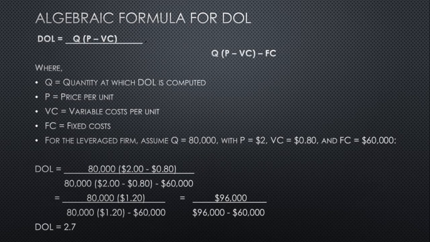Your algebraic formula for a degree of operating leverage: quantity times price per unit minus your variable cost per unit, over quantity times your price per unit minus your variable costs minus your fixed costs. For the leveraged firm, assume Q is 80,000 with P equals $2, VC is 80 cents, and FC is 60,000. See the computation below, which gives your degree of operating leverage at 2.7.